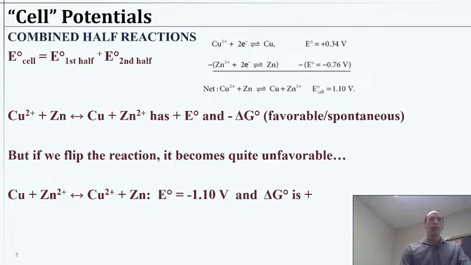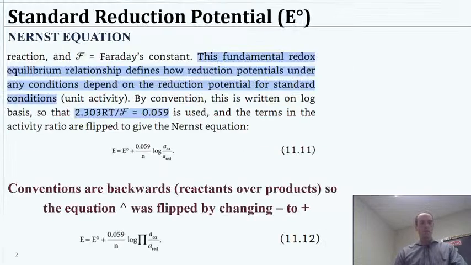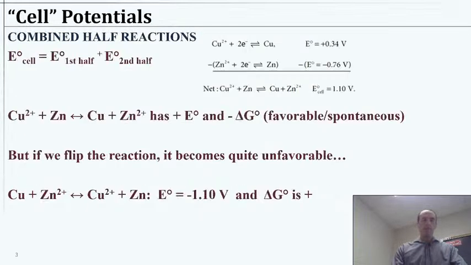Copper 2+ plus 2 electrons. So this is a half reaction for the redox interactions of copper and zinc. Copper 2+ plus 2 electrons will get us to copper. That's the first half, and the standard potential for that is 0.34 volts. That's something we could look up in a reference. We could use our Nernst equation and find that. It's also something we could perhaps measure. So we're just going to say that's known, that's what it is.